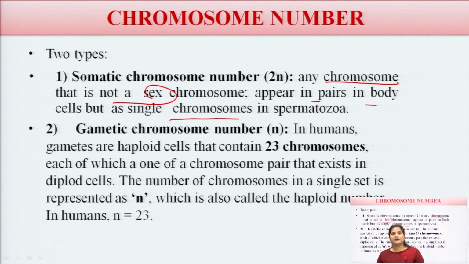In human gametes, our haploid cells contain 23 chromosomes, each of which has one chromosome pair that exists in the diploid cell. The number of chromosomes in the single set is represented as n, which is called the haploid number. In humans, n equals 23, it's haploid. If it is in a pair, so it is 23 pairs, meaning 23 plus 23 equals 46. Okay.